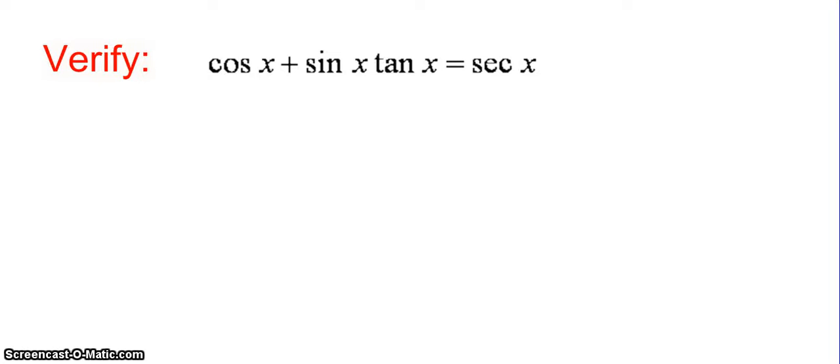Okay, getting a little more complicated. So which side looks more complicated? The left side. I've got cosine of x plus sine of x times tangent of x equals secant of x. I don't know what to do, right? I don't have a secant, so how can I introduce a secant? Well, secant relates to cosine. How does it relate to cosine? It's a reciprocal of cosine. So let's change this tangent into sine over cosine. Okay, let's just see what happens with that.